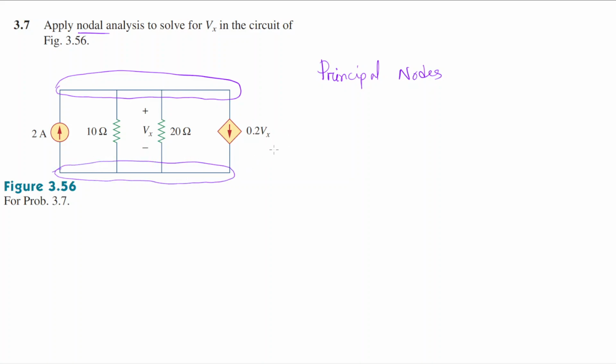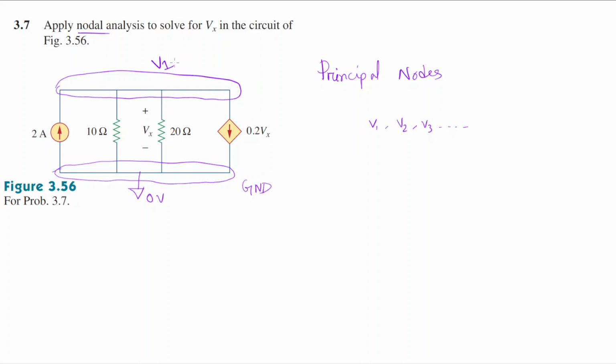And from these two principal nodes, we have to assign one as ground or the reference node. So this is our ground node. And then what we do, we usually assign voltages V1, V2, V3, and so on at the remaining nodes. And we only have one remaining node.